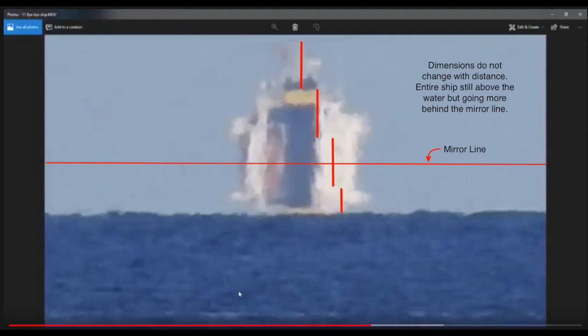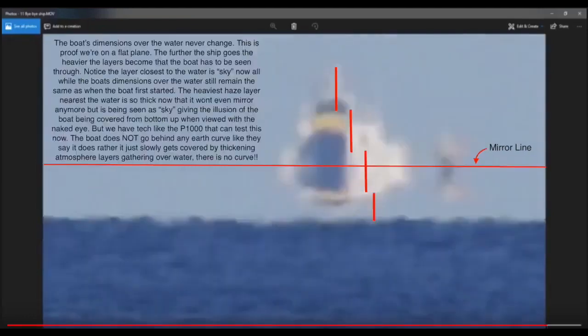And with the naked eye, when standing on the beach, it appears to make things look like they disappear from the bottom up. It's extremely important to notice that the sky starts to cover up the bottom of the boat. That's because the closer you get to the water, the thicker the atmosphere becomes. Which is why the very bottom of the mirror line has just become sky now, while the upper half of the mirror line still reflects. But as the boat continues to go further, that mirror line will get thicker and thicker, working bottom up. So the sky will work its way up from the bottom of the boat.